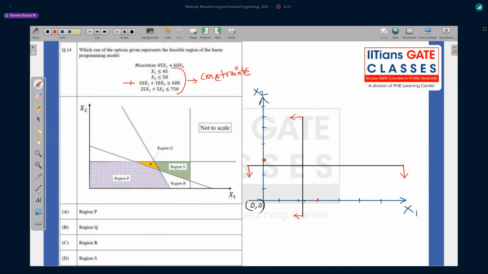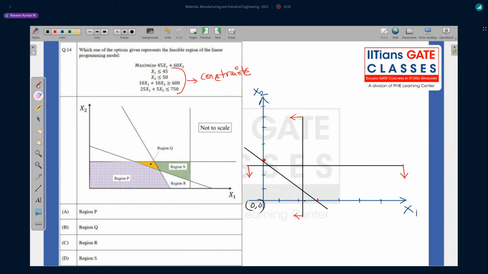You have to shade that too. So let's shade that. I mean, you have to draw the line first and then you have to shade it. So this is the line. In which direction you have to shade? Just substitute 0 comma 0 in this. If you are substituting 0 comma 0 in the constraint that I'm showing here, if it is satisfied, then you have to shade towards the origin. If it is not satisfied, you have to shade away from the origin.